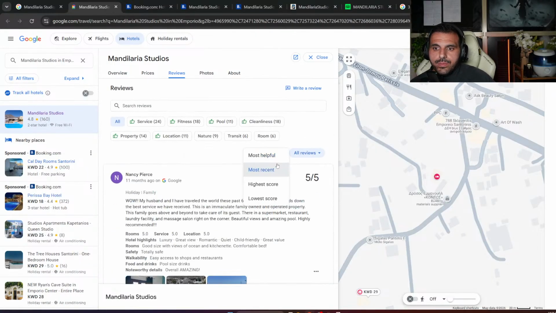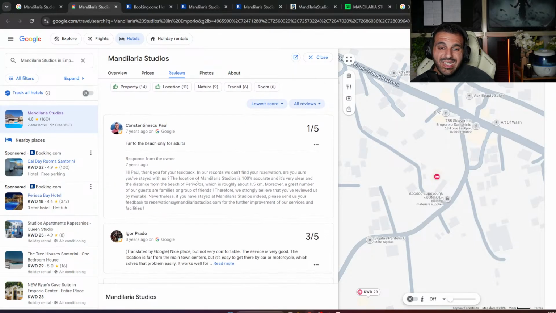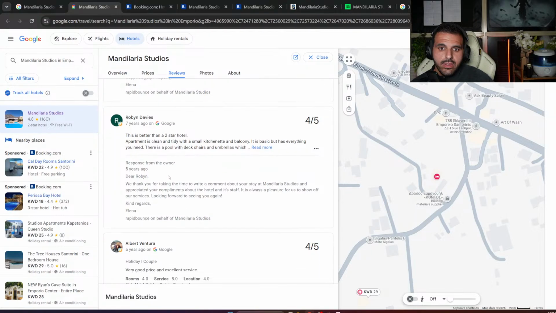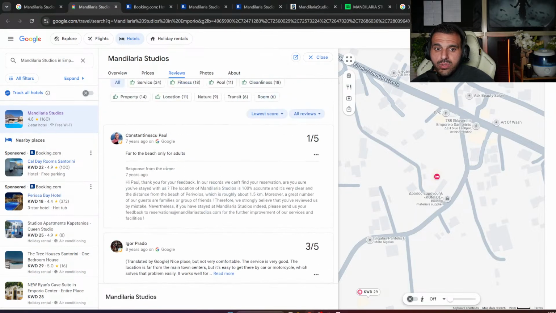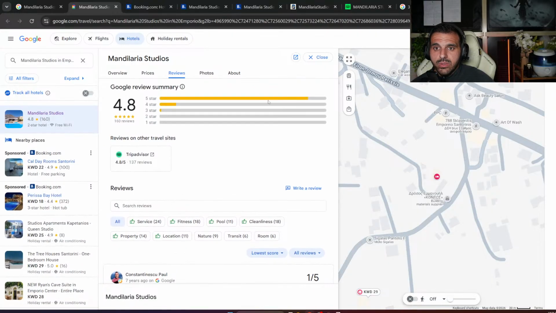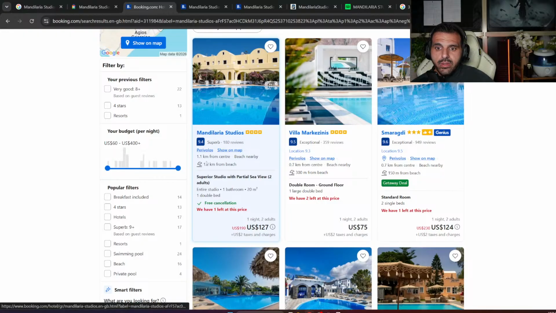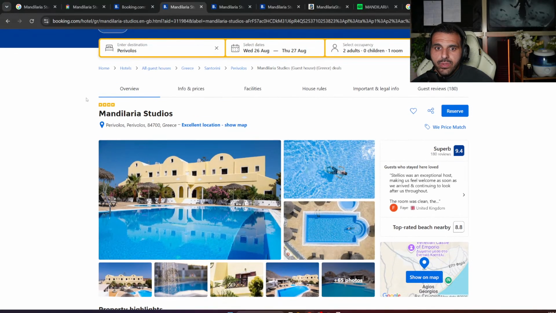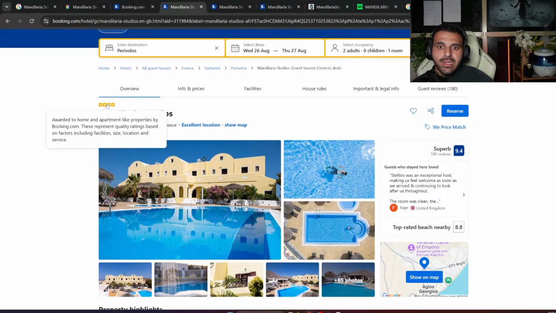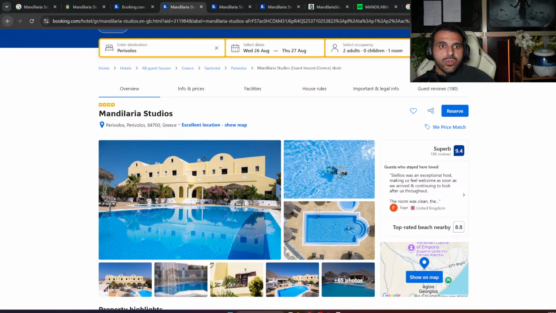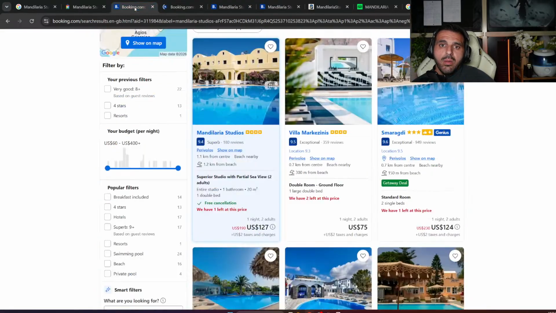Let's go with the reviews. Lowest score. When was the low? 7 years ago. Wow. 8 years, 6 years, 7. The good thing about Greece is that most of the hotels in Greece, it's a 2-star hotel also. That's actually surprising, 2-star hotels on Google. Over here, it's a 4-star or 4 points apartment, I think. It's not considered a hotel over here. 4 points, awarded to home and apartment-like properties by Booking.com. These represent a quality rating based on factors including facility size, location, and service. It's actually not that accurate because other properties with no pool and no room service have the same rating. So I'm not sure on what basis you rate such things. Maybe an apartment, yes, but not with the facilities.